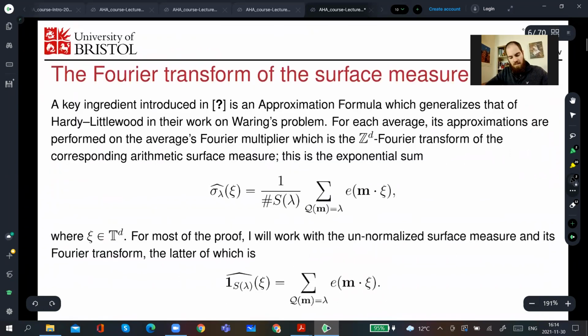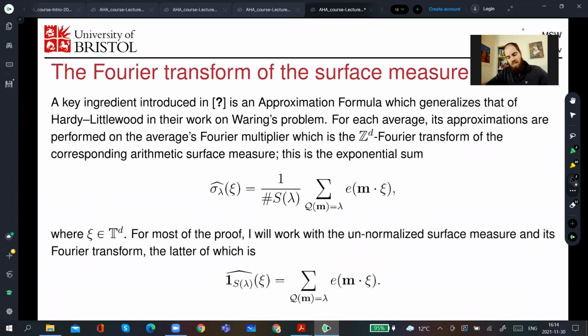And the main point of this lecture will be to understand the Fourier transform of that surface measure that I just mentioned. So that, as an exponential sum, is just you sample all the points on your sphere, and you appropriately modulate them for each point xi on the torus.